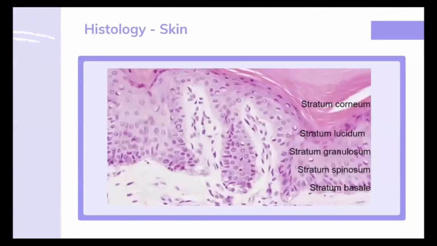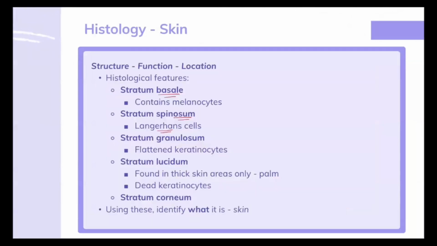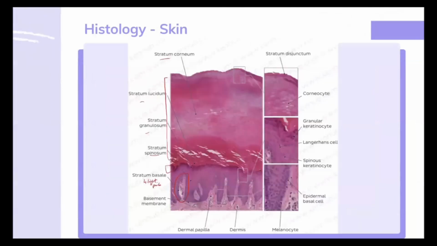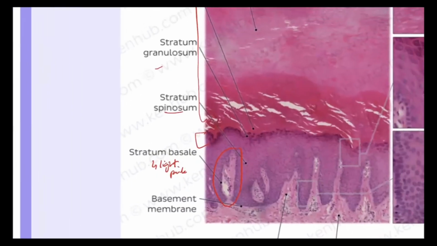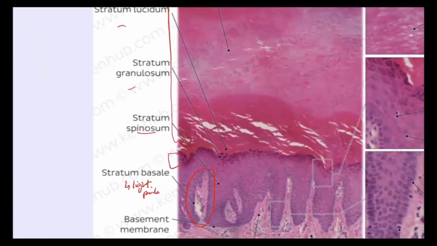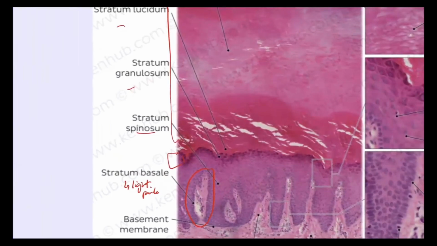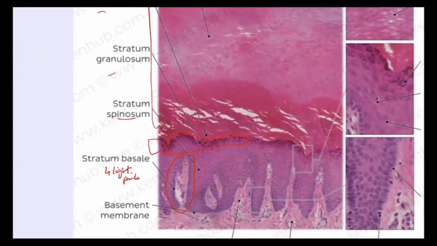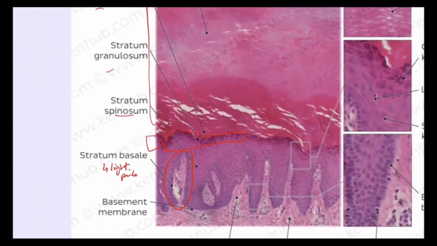So stratum spinosum, also done. Then you have stratum granulosum. So these contain flattened keratinocytes. Stratum granulosum is right here. So it's pointing at this darker patch. I'm sorry, the red doesn't really help, but essentially this darker patch of cells, this outline that I'm following, is the stratum granulosum, and these contain the flattened keratinocytes.